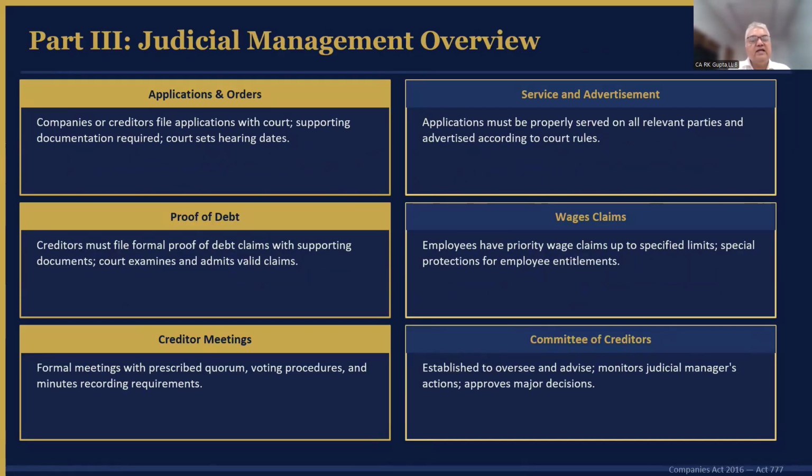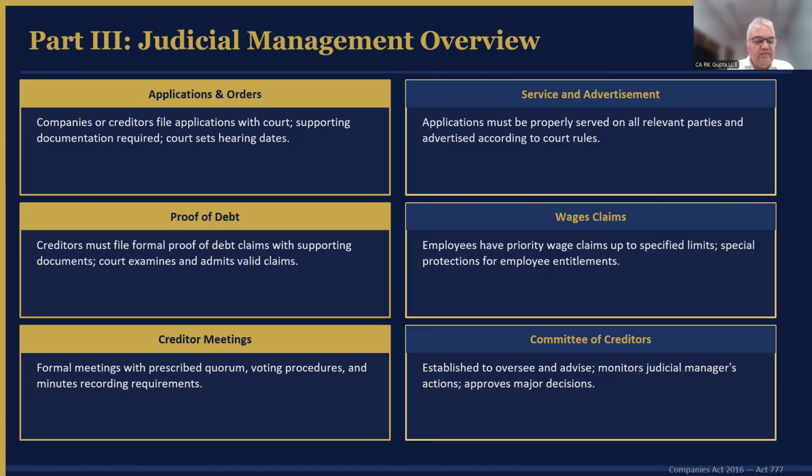Part 3 is judicial management. Companies or creditors file applications with court, supporting documentation is required, and the court sets hearing dates. Applications must be properly served on all relevant parties and advertised according to court rules. Creditors must file formal proof of debt claims with supporting documents, and the court examines and admits valid claims. Employees have priority wage claims up to specified limits, and special protections are there for employee entitlements.